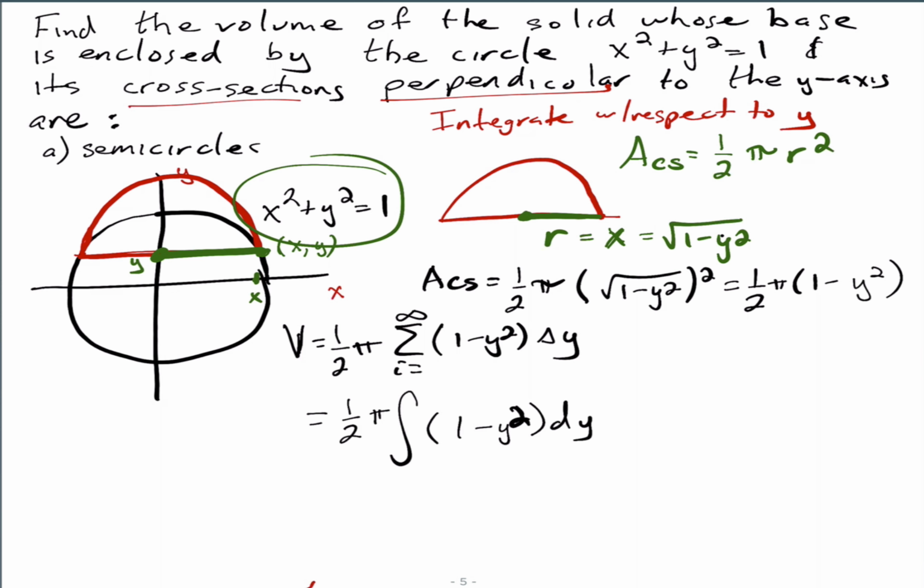It's not from 0 to 1. It's from -1 to 1. Notice, I'm going to integrate from y equals -1 to y equals +1, right? Because the base is the entire circle, not half the circle. So the cross sections are semicircles, but the base is the entire circle.